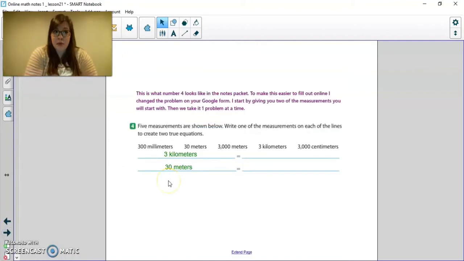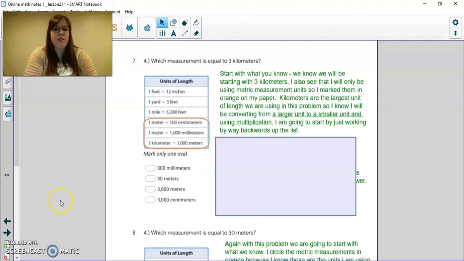Alright guys, so now we're on number 4 on the packet. If you're following along, this is what it would normally look like in the packet, but I'm making this simpler for you. I'm giving you 2 of the answers. I'm giving you 3 kilometers and 30 meters. Those are the 2 units we're going to be starting with.